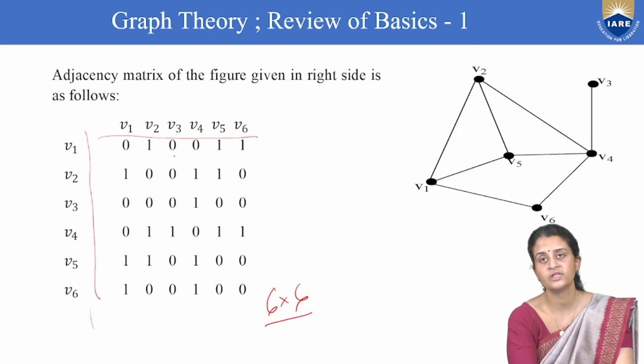And what about V1 and V3? They are not adjacent, so we put 0. V1 and V4 are not adjacent, so we put 0 here also. V1 is adjacent to V5 and V6, so we put 1s in those places. The same thing happens with V2.